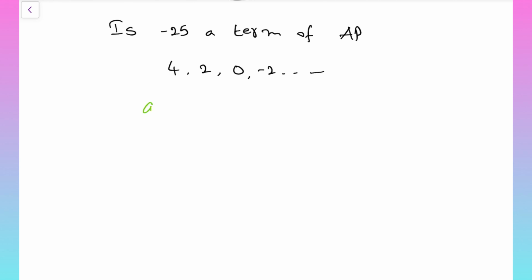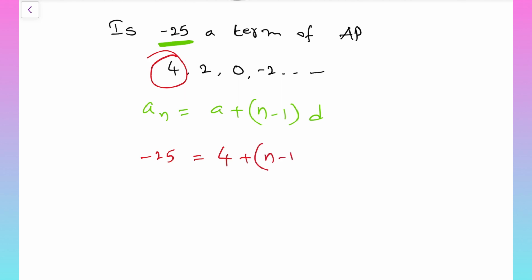Same formula: an equals a plus (n minus 1) into d. So he is speaking about minus 25, right? So an value will be minus 25, which equals the first term 4 plus n, the value we need to find out, times the common difference. That is the second term minus the first term. Here the second term is 2 and the first term is 4, so 2 minus 4 is minus 2.